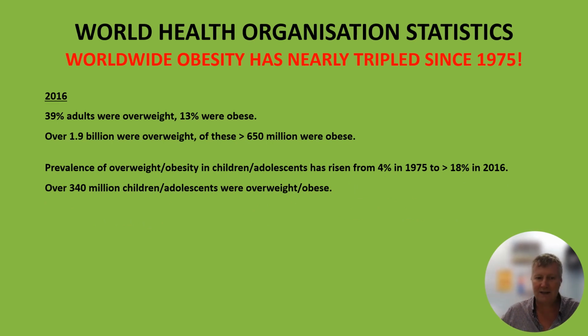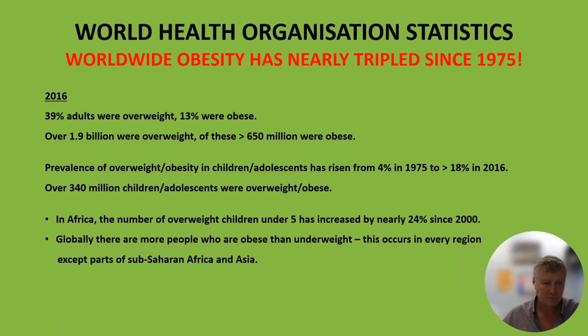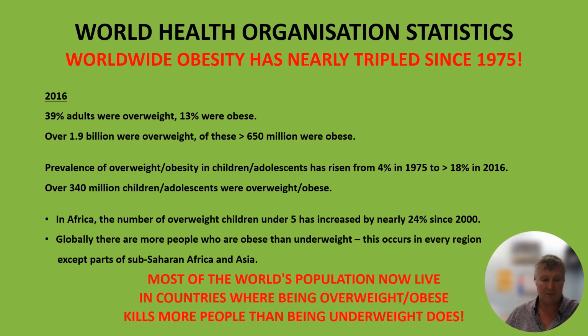Prevalence of overweight and obesity in children and adolescents has risen from 4% in 1975 to 18% in 2016. Over 340 million children and adolescents are either overweight or obese. In Africa, the number of overweight children under 5 has increased by nearly 24% since 2000, and globally there are more people who are obese than underweight. This occurs in every region except parts of sub-Saharan Africa and Asia. And most of the world's population now live in countries where being overweight and obese kills more people than being underweight does.